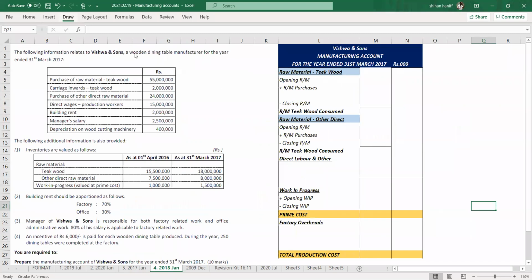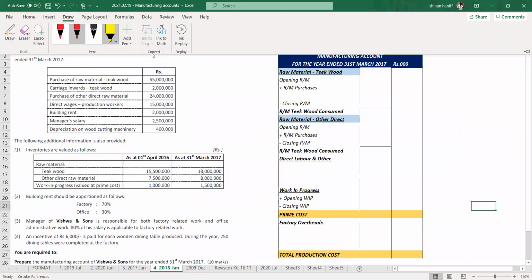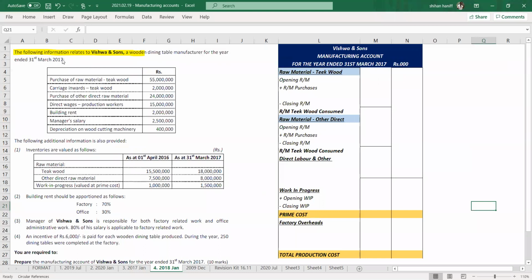The following information relates to Vishwa and Sons, a wooden dining table manufacturer for the year ended 31st March 2017. Purchase of raw material, teak wood. Carriage inwards, teak wood. Purchase of other direct raw materials. So here, there are two types of raw materials: teak wood and other direct raw material.